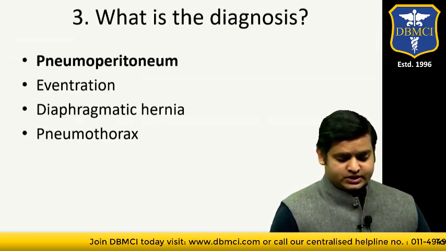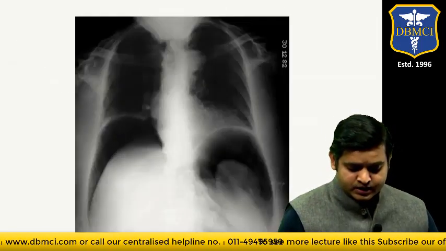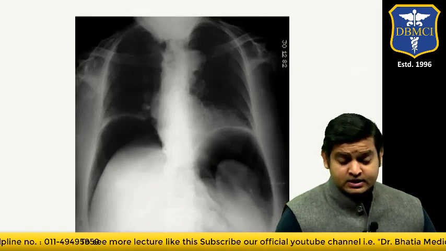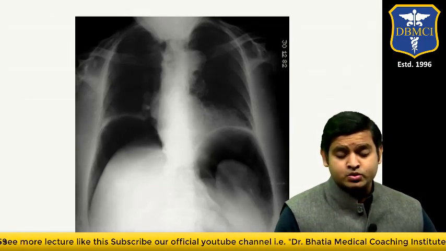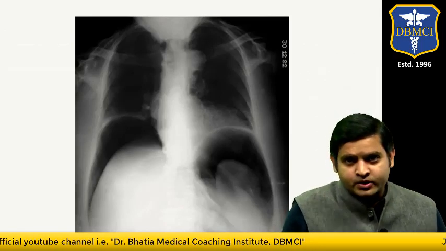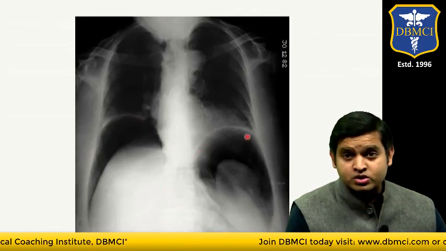What is the diagnosis? Yeah, so this is one image which is going around. As for the students, this was the image that was given to me by the students. Now if this was the image, that's a classical pneumoperitoneum. There is no doubt about it. You can see air under both domes of the diaphragm.